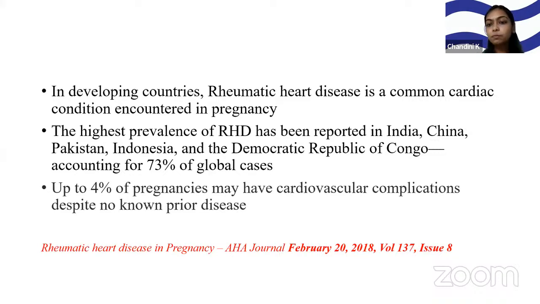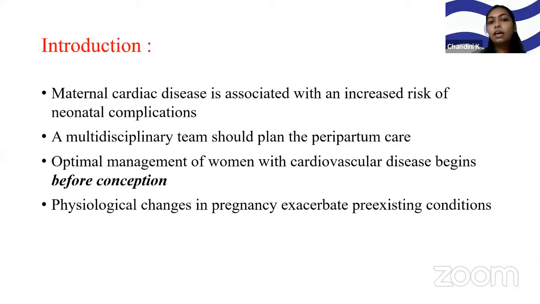The highest prevalence has been reported in India, China, Pakistan, Indonesia, and the Democratic Republic of Congo, accounting for almost 73% of global cases. Up to 4% of pregnancies have cardiovascular complications without any prior history of cardiac illness. And whatever the severity of maternal cardiac disease, it can be associated with an increased risk of neonatal complications. Hence, optimization prior to pregnancy will improve fetal outcomes also.